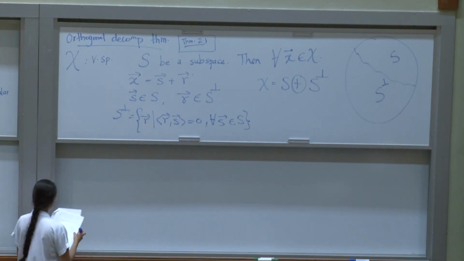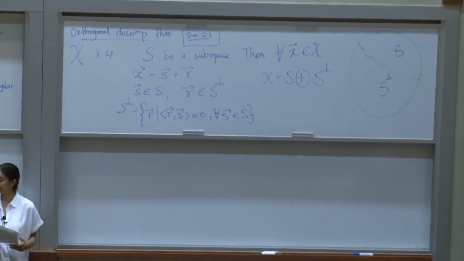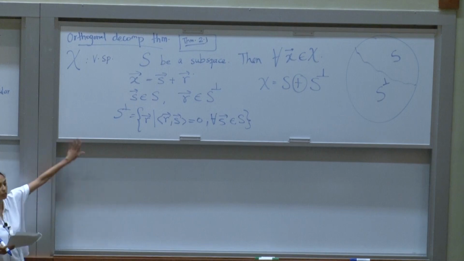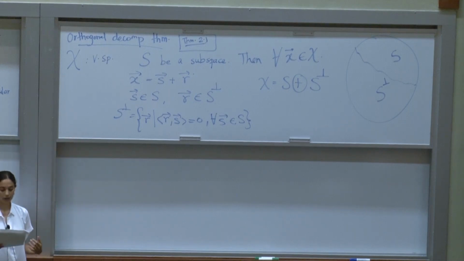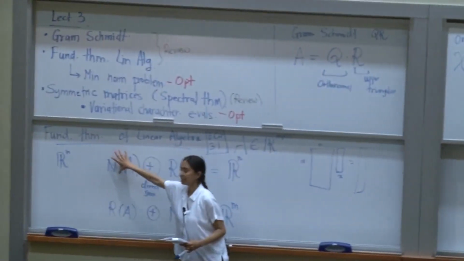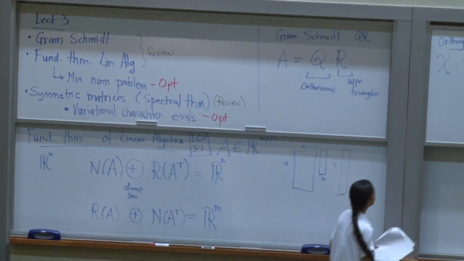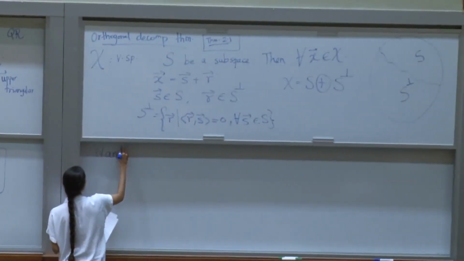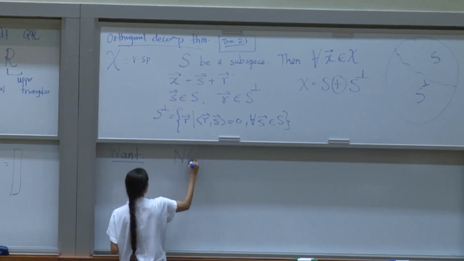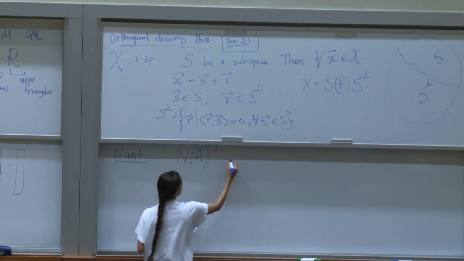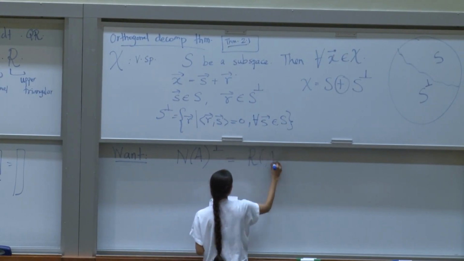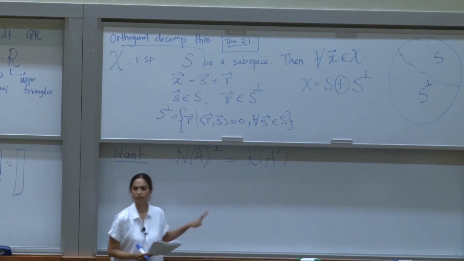the fundamental theorem. So now, to prove that this is true using this theorem, what do I need to show? I need to show that the null space of A and the range space of A transpose are orthogonal complements, right? That when I take the orthogonal complement of this, I get this. So I want to show that the null space of A orthogonal complement is equal to the range space of A transpose. Everyone understand this step?